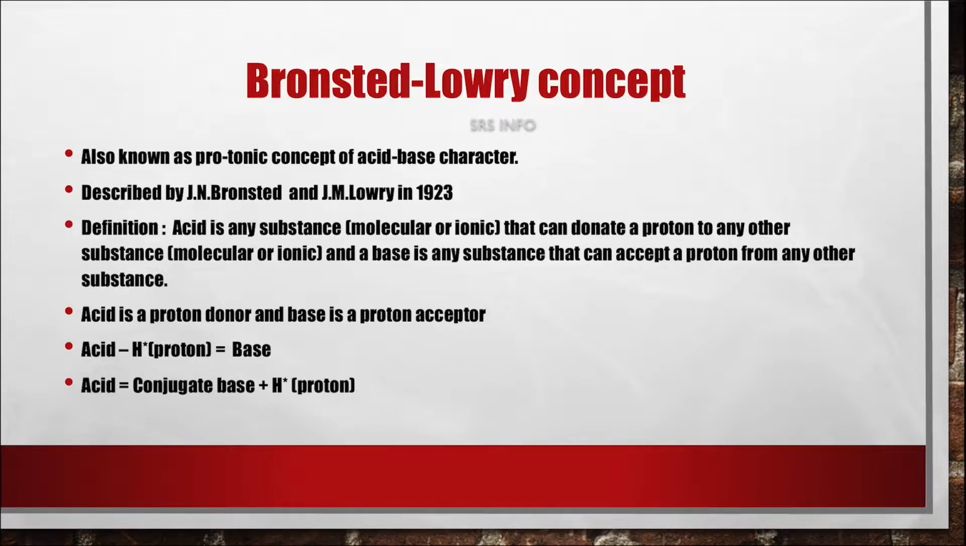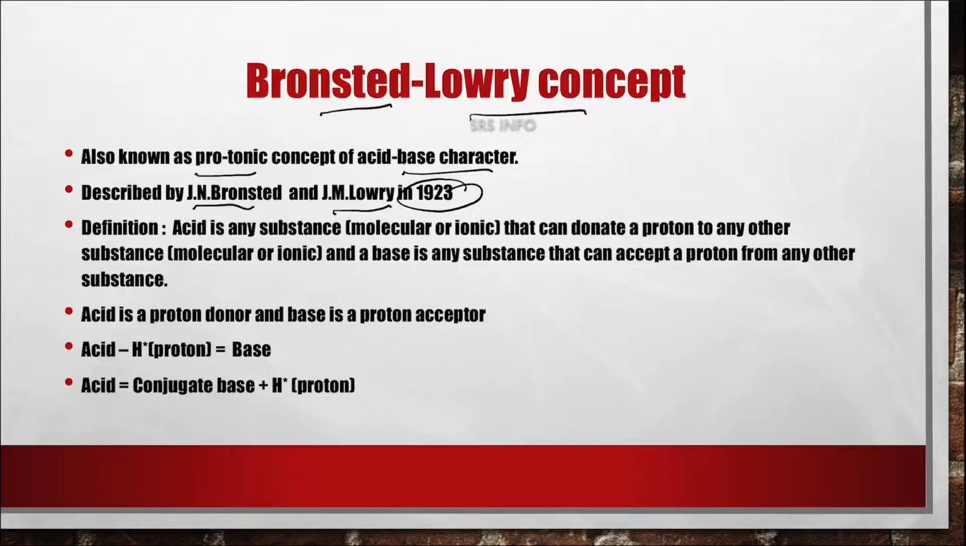Bronsted-Lowry concept. This was described by J.N. Bronsted and J.M. Lowry in 1923. That's why this concept is known as the Bronsted-Lowry concept. It is also known as the protonic concept, because it is completely based on the acceptance and rejection of ions or protons. That's why it is known as the protonic concept of acid-base character.